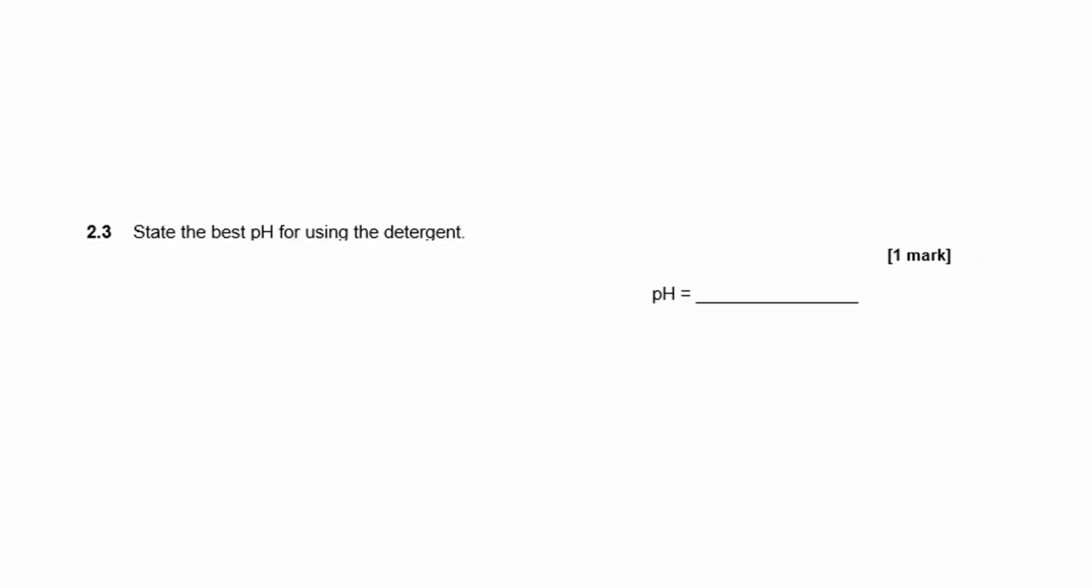Okay, so the last question that we're going to do in this lesson is state the best pH for using the detergent. So we have to think to ourselves, what will be the best time? Is it going to be a long time or a short time? And obviously it's the less time, the shorter the time, the better the detergent. So the cross that was the lowest was pH 6. So well done if you put pH 6. Even if you hadn't done the graph, you could have answered that from the table.